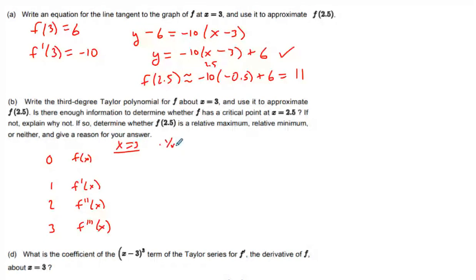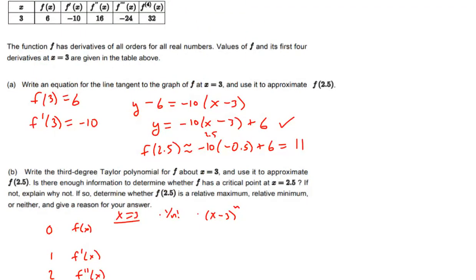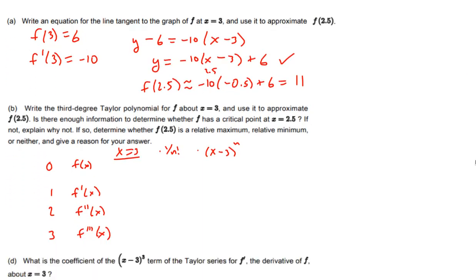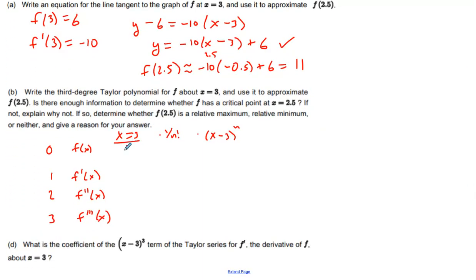We're going to multiply by our factorial, and then we're going to multiply by the polynomial x minus 3, because that's where we are, to the nth power. All the values here come right off the chart, so we go back and look at the chart again. f of x is 6, so 6, negative 10, 16, and negative 24. So we said f of x was 6, f prime negative 10, f double prime 16, and f triple prime negative 24. 1 over n factorial times 1, and 1 and a half, and 1/6.